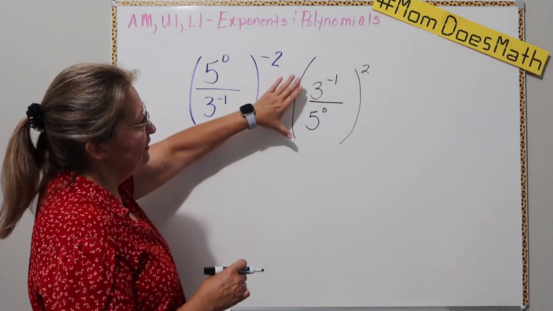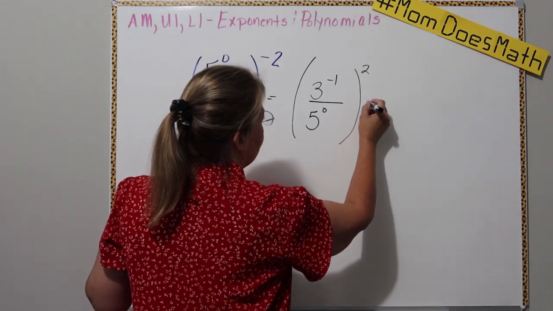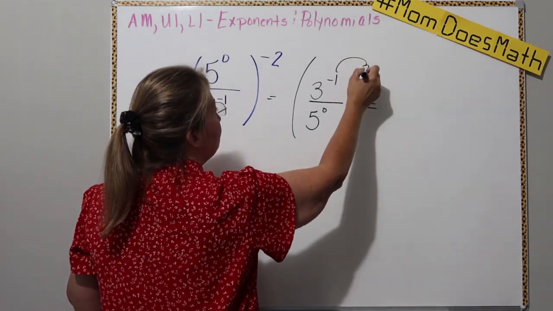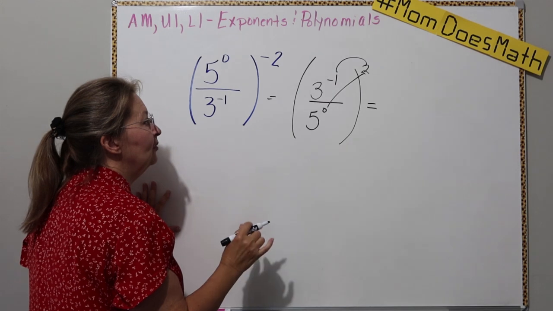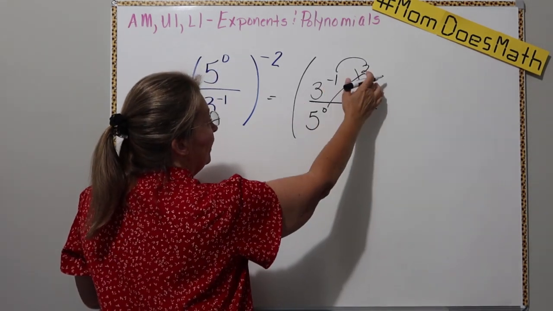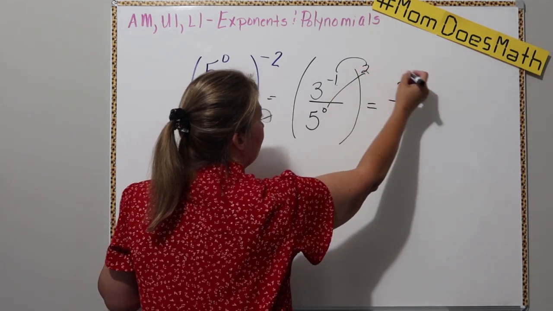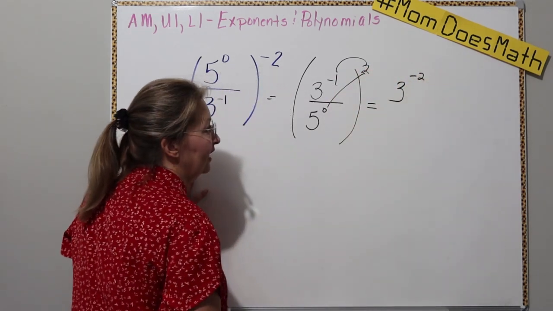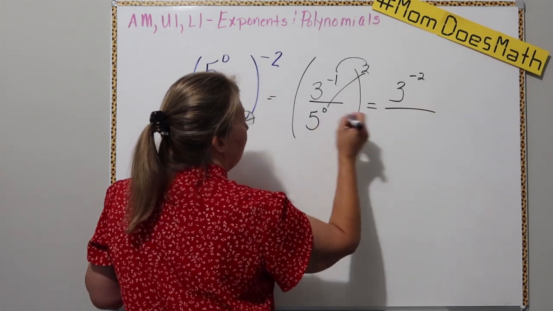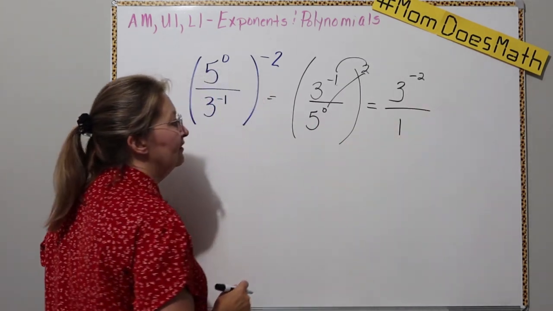Now, let's go to the inside and see what we can do to simplify it. Or actually, let's distribute the exponent. That's going to be the easiest way to go here. When you have one exponent inside and one outside, you multiply. So 3 to the negative 1 squared is going to be 3 to the negative 2. And 5 to the 0 is, let's go ahead and make that 1. Anything to the 0 power.